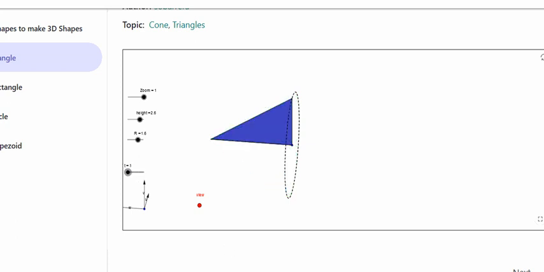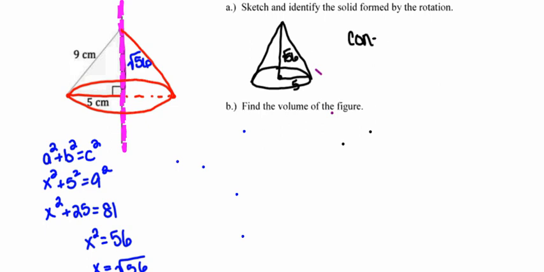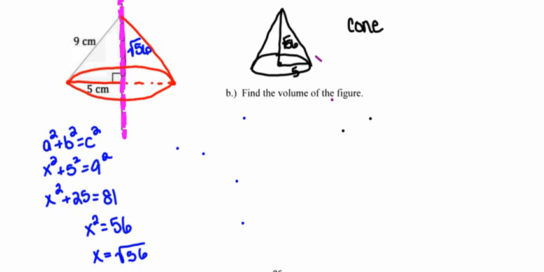All right, so going back to our problem now, they want us to find the volume of this cone. Well, first they want us to sketch and identify the solid. So the solid is going to be that cone. The radius of our cone is, of course, that 5. And the height of our cone, square root of 56. And then now find that volume.